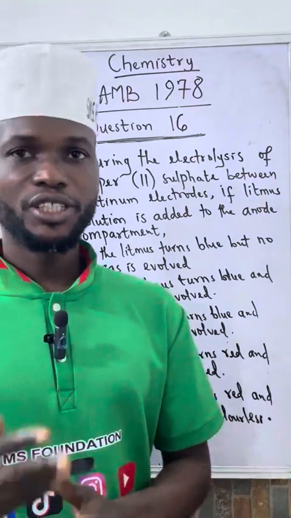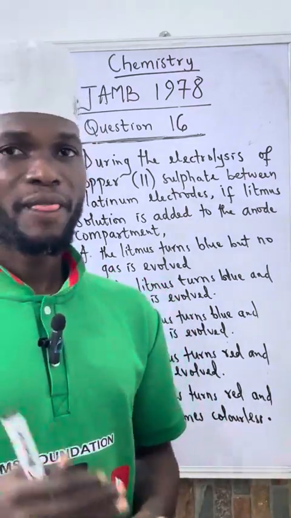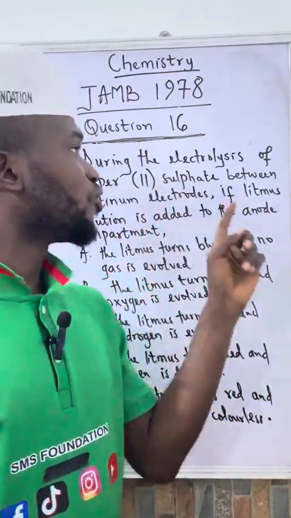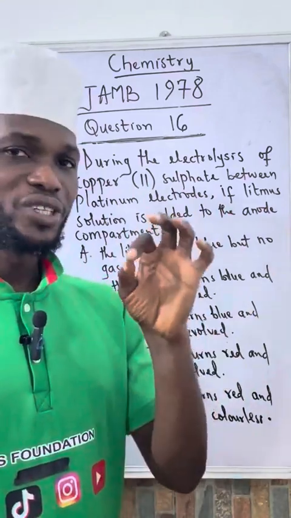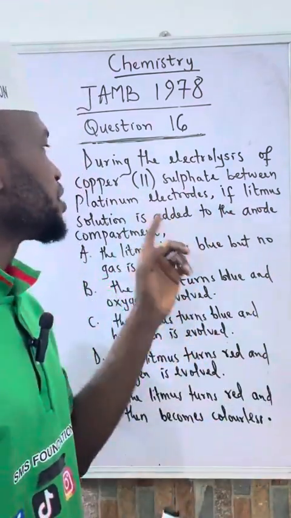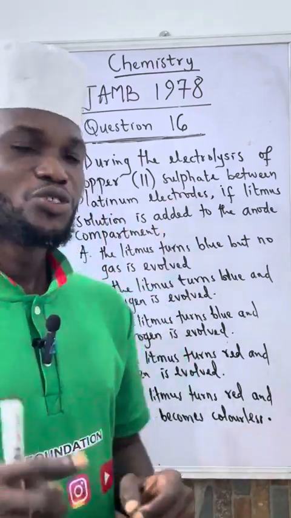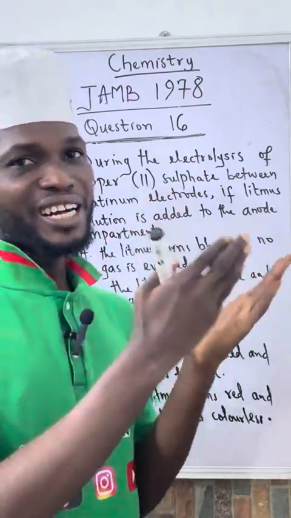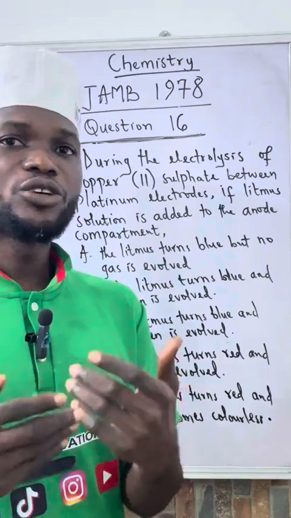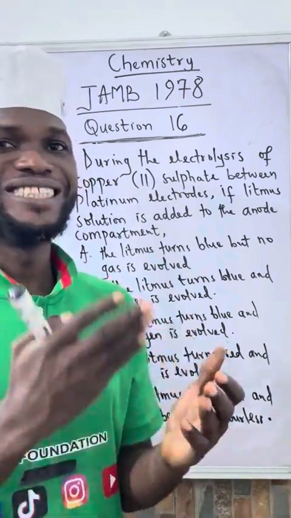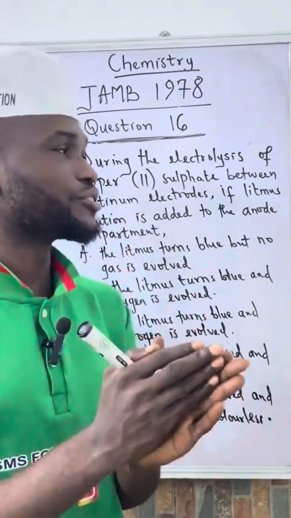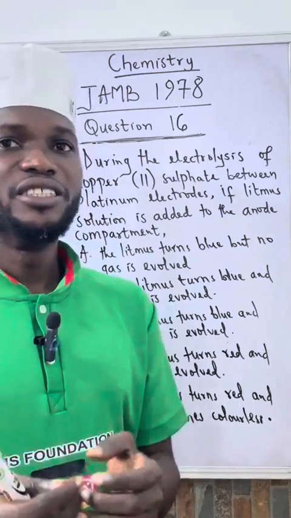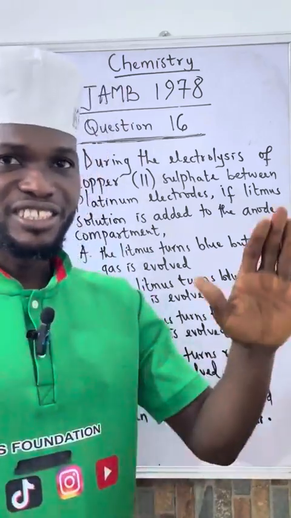Very good. So this is a question on electrolysis. Now, particularly this electrolysis of copper 2 tetraoxosulfate 6. So that is the electrolyte, using platinum electrode. So normally there are two types of electrode. We have the reactive electrode and the non-reactive electrode, which is also known as the inert electrode. So that is an electrode that does not affect the solution. They don't affect the system.